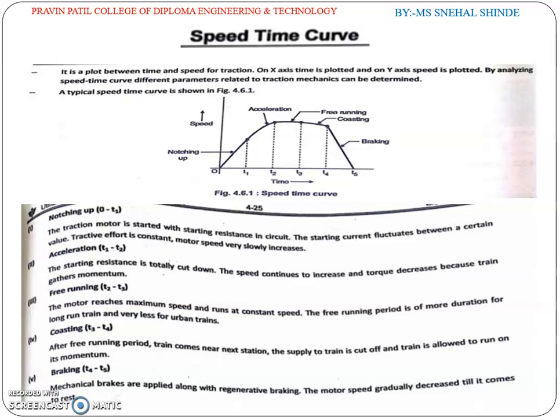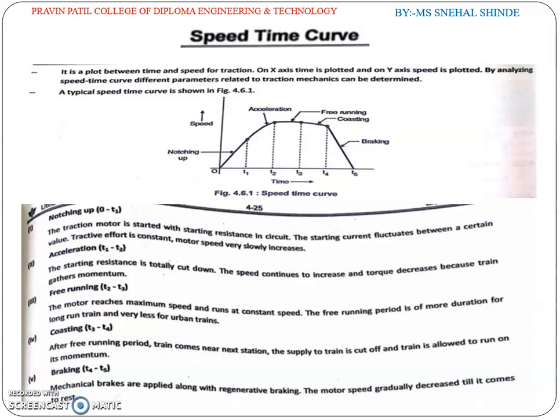So here is the speed time curve. The movement of trains and their energy consumption is most conveniently studied by means of speed time and speed distance curves. However, the speed time curve is generally more useful because the slope of the curve represents the acceleration and the area under the curve represents the distance traveled.